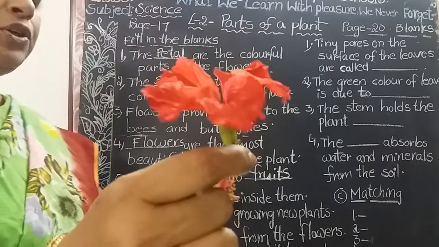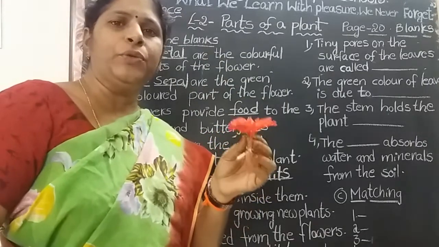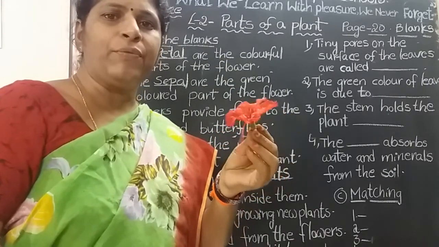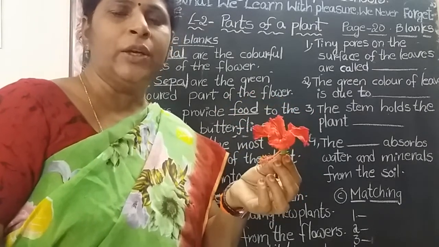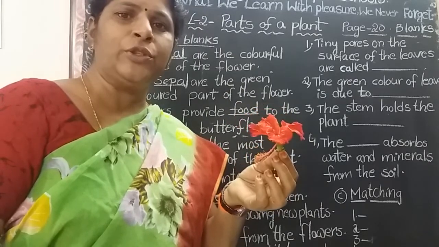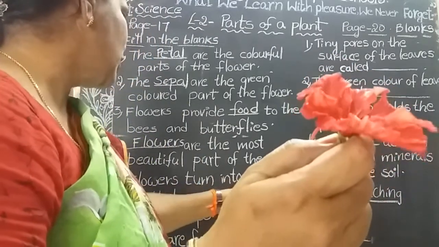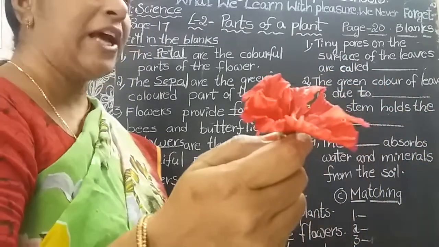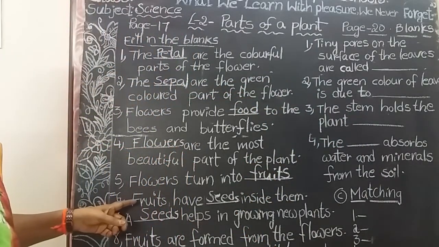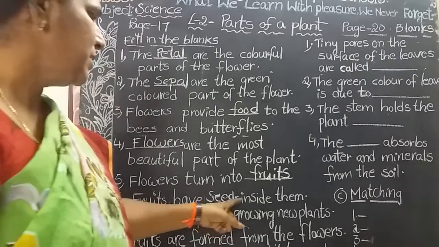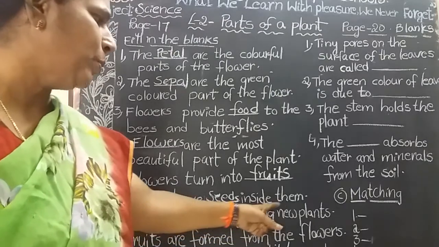Flowers turn into fruit. In some cases only flowers turn into fruits, amma. The remaining flowers are used for decoration. We use many flowers for decoration during festivals and functions, amma. So flowers are turned into fruits. Fruits have dash inside them. Seeds are inside them. Seeds help in growing new plants.